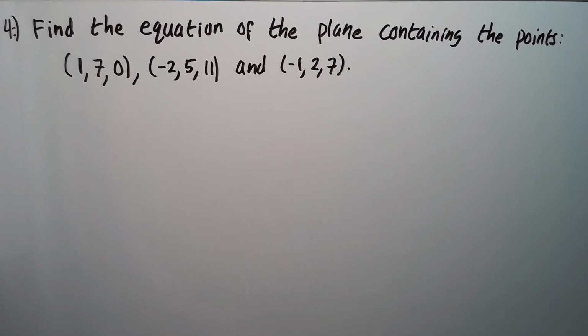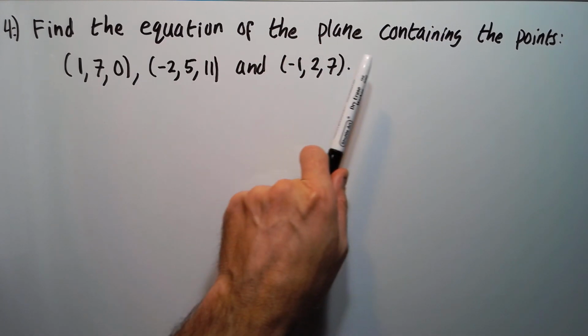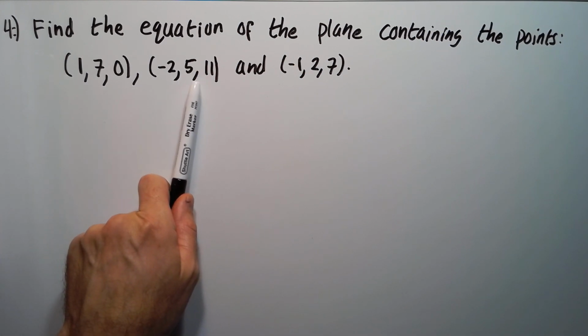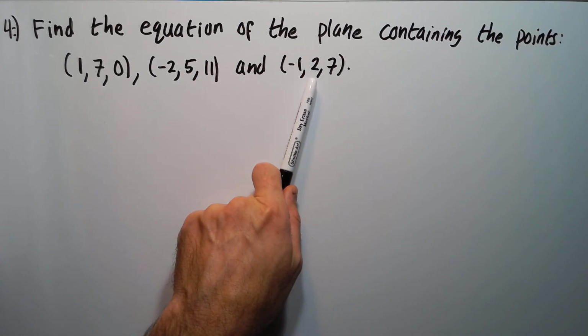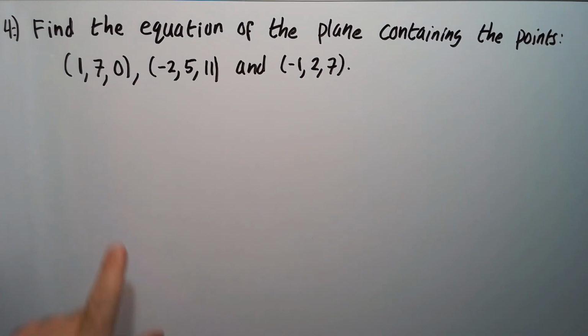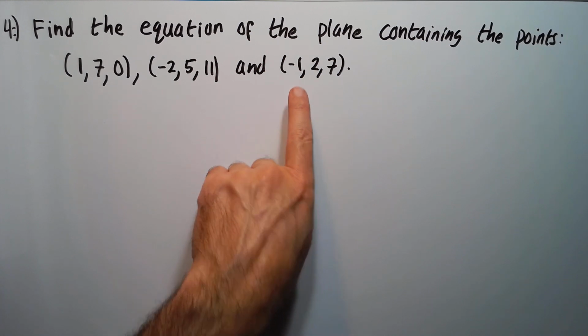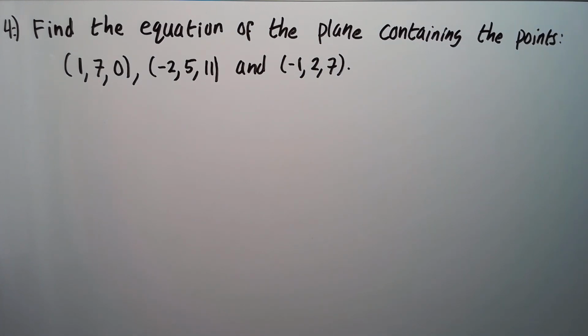Okay, so question 4: find the equation of the plane containing the points (1, 7, 0), (-2, 5, 11), and (-1, 2, 7). I'm going to let this first one be P0, call this one P1, and call this P2. So label them. Now let's find our V1 and V2. V1 is defined to be P1 minus P0, and V2 is defined to be P2 minus P0. Let me write that here.